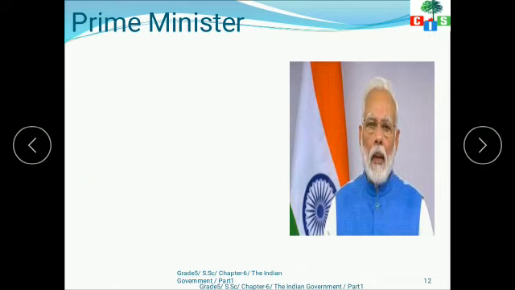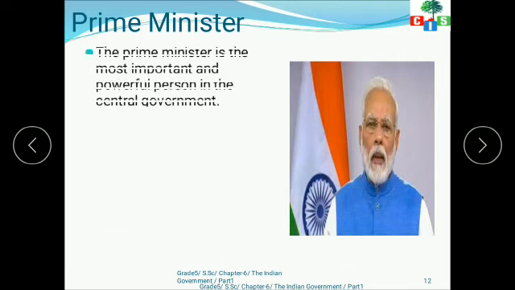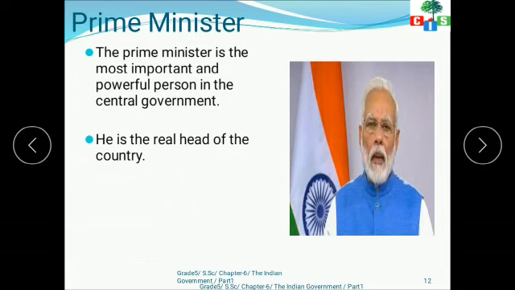The other is the Prime Minister. All of you know that he is our Prime Minister, Mr. Narendra Modi. So let's discuss more about him, that he is very important. The Prime Minister is a very important and powerful person in central government, right? Okay, now he is the real head of the country. Yes, it is true to say.